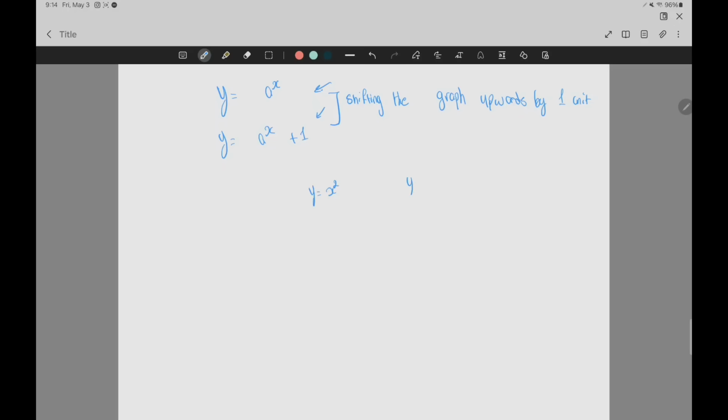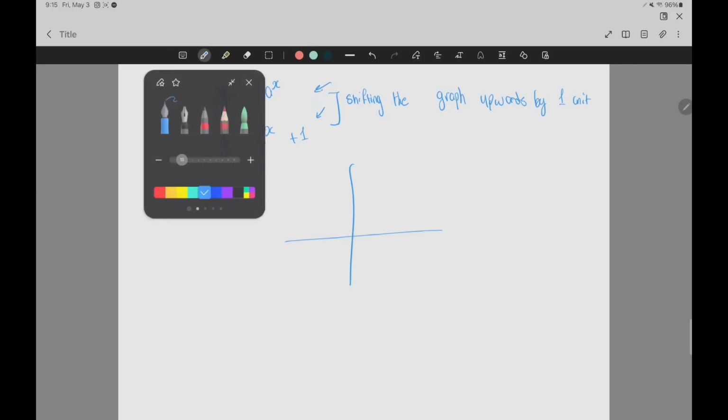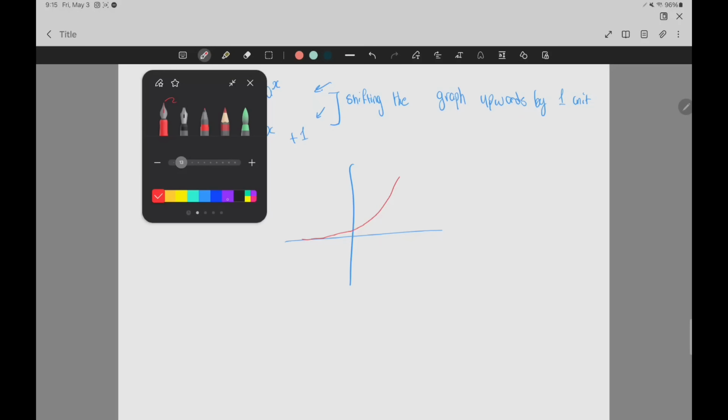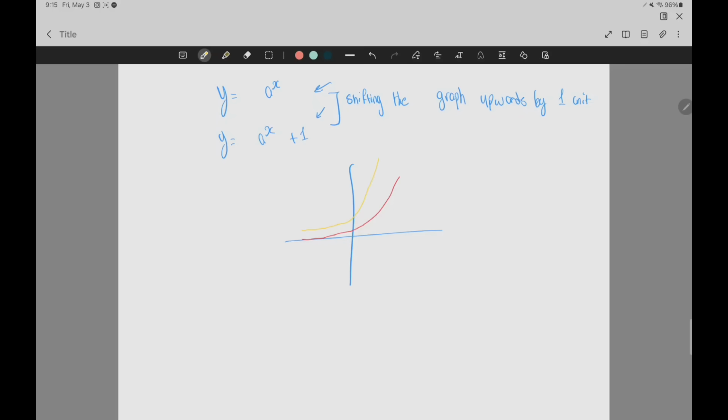If you remember when we used to have the quadratic functions, like we had y equals x squared, then we had y equals x squared plus 2. It would just be this graph, but shifted 2 units upwards. And this is y equals x squared, and then y equals x squared plus 2 would just be 2 units upwards. So similarly, in this case, if I have a to the x, I draw it for you. A to the x would be, in this case, the red graph. And then a to the x plus 1 would be the yellow graph. Just shift it upwards by one. It's not accurate. By 1 unit.